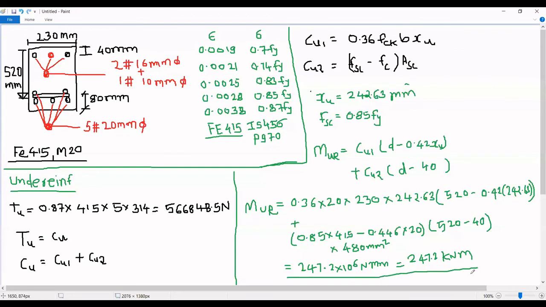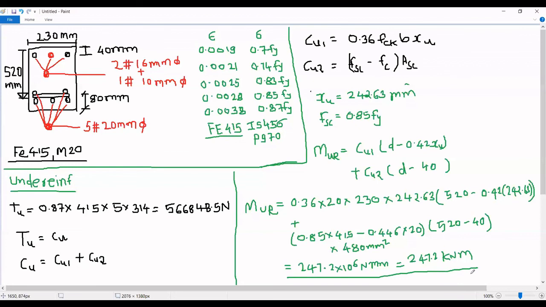Now, if you remember, we had designed this section to carry an ultimate moment of 200 kilonewton meter, and the moment of resistance has turned out to be 247.2 kilonewton meter. This additional 47.2 kilonewton meter is because of rounding off the steel that we have done. For providing the steel, we have provided more steel than required on the tension side. And to cater for that, we had to add the additional compression steel as well. That has resulted in the additional capacity of 47.2 kilonewton meter.